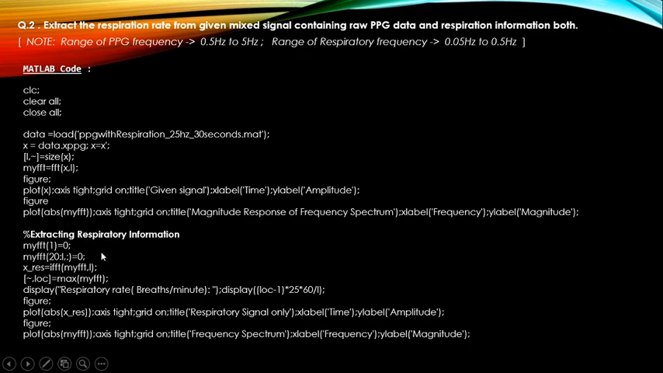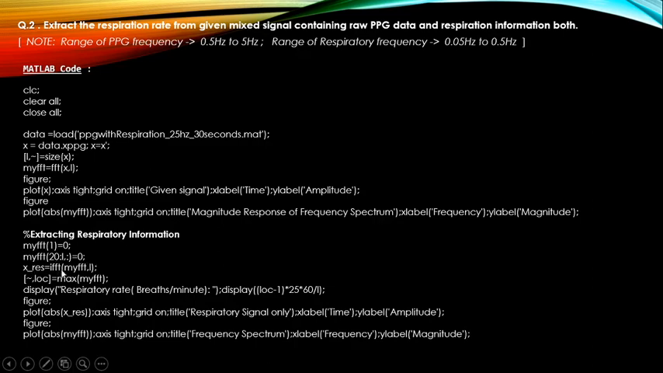Basically this is the same thing, but in this case both the FFT and IFFT have been used with library functions instead of proper numerical methodologies. And here we have managed to extract the respiratory information. My 51 is equal to 0. From my 50 to 1, we have managed to reduce everything to 0.